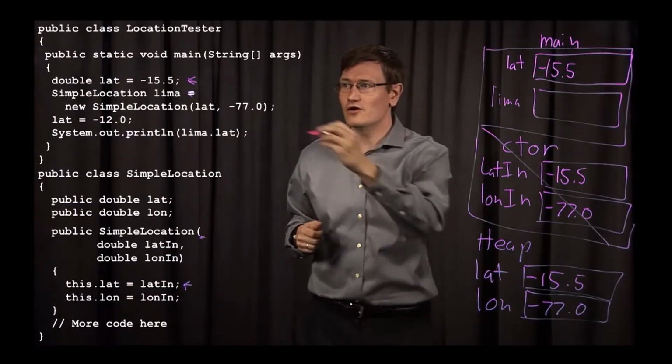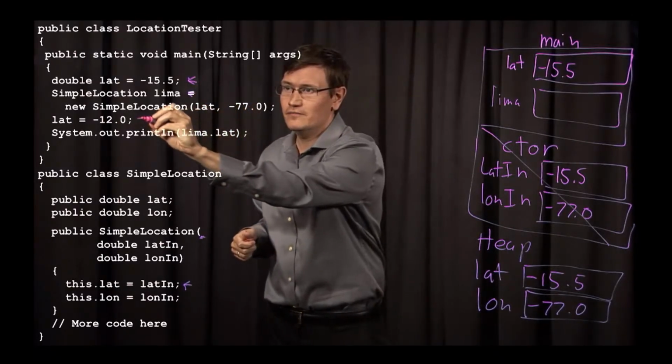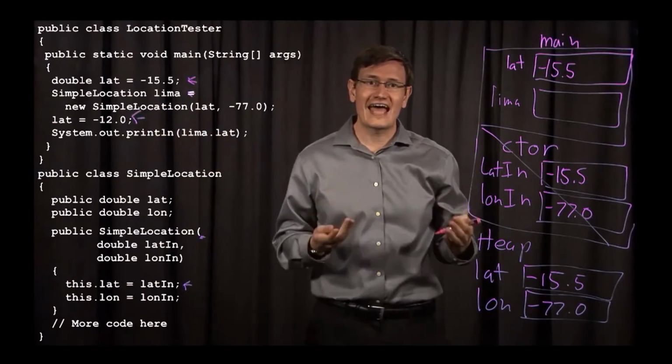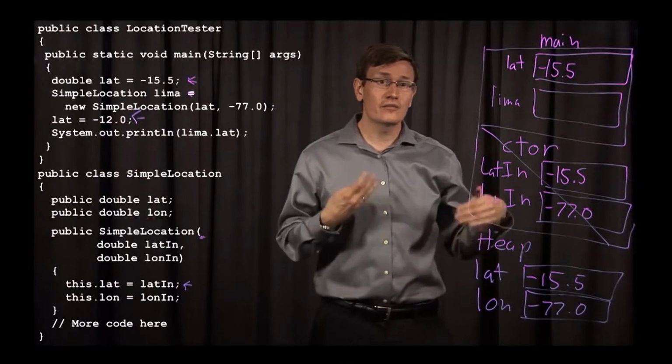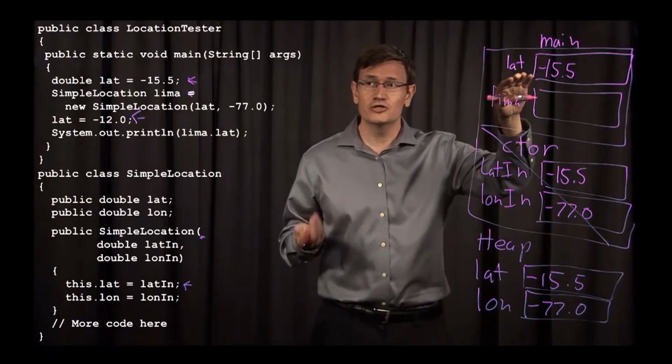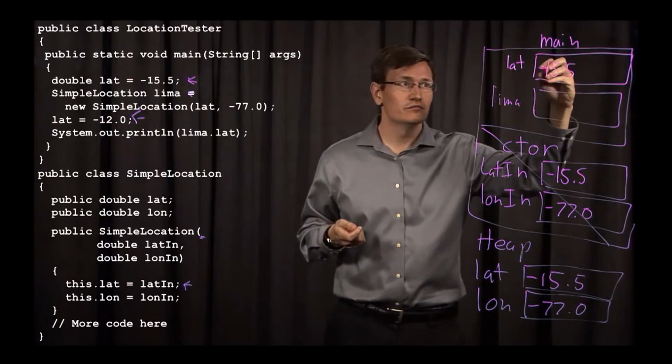So within main, the very next line of code we're going to execute is right down here. It's going to say lat equals minus 12. What lat are we referring to? Well, I'm going to look at my local scope. I have a variable named lat, and I'm going to change it to be minus 12.